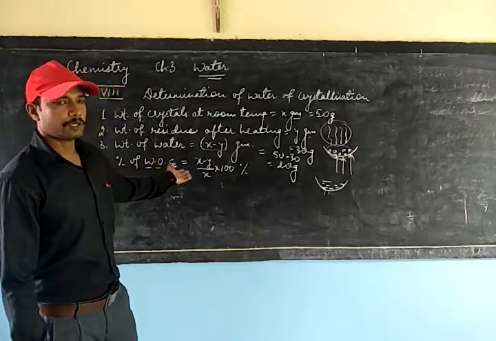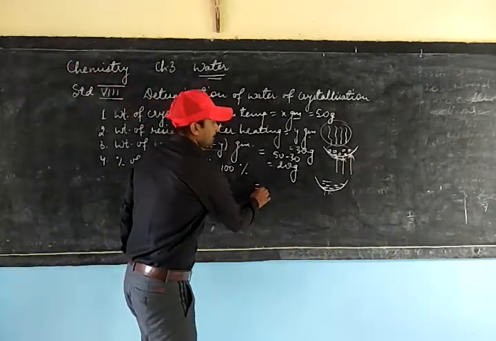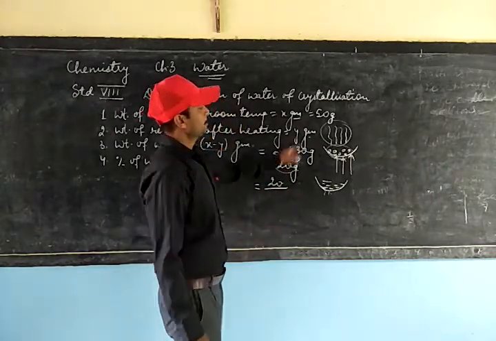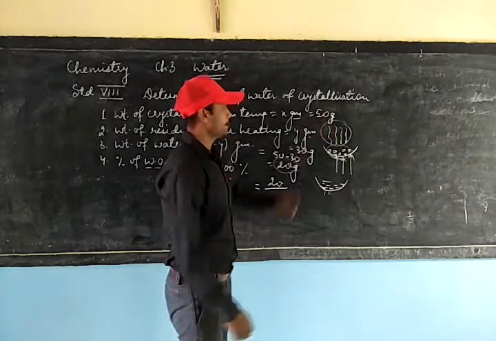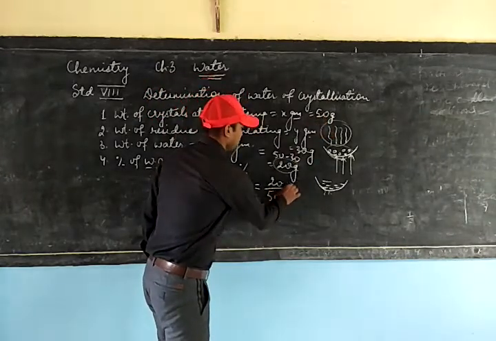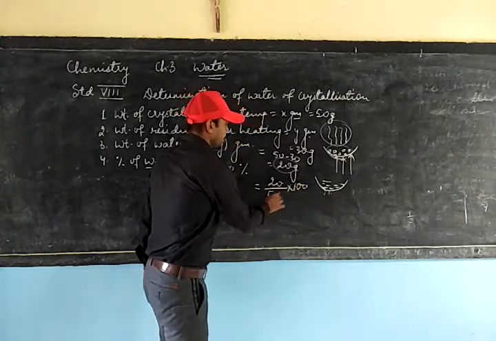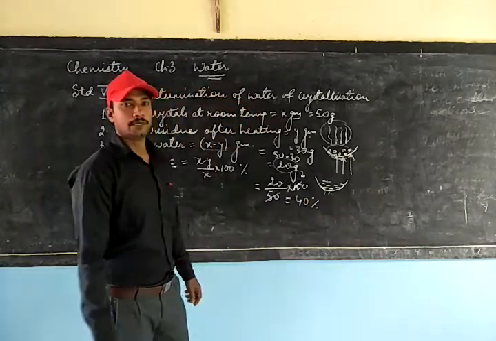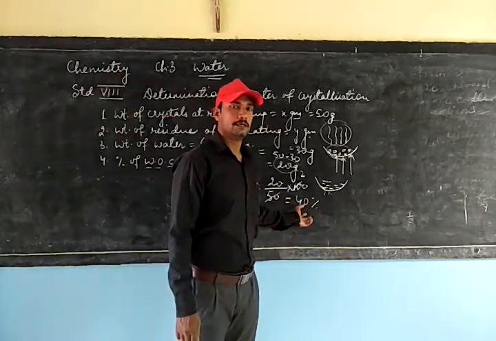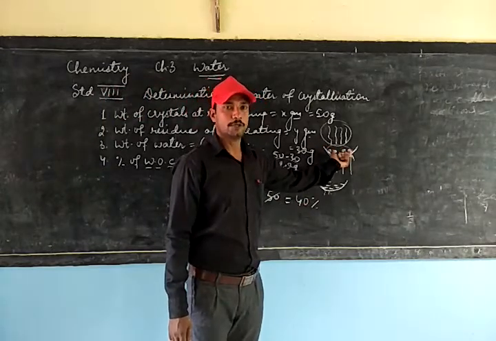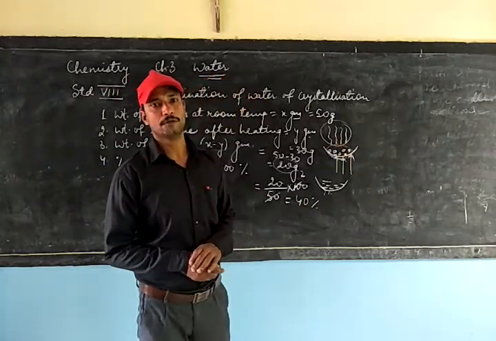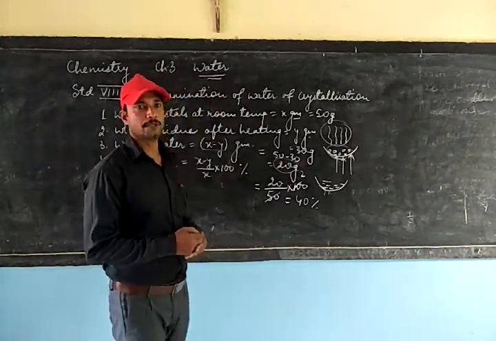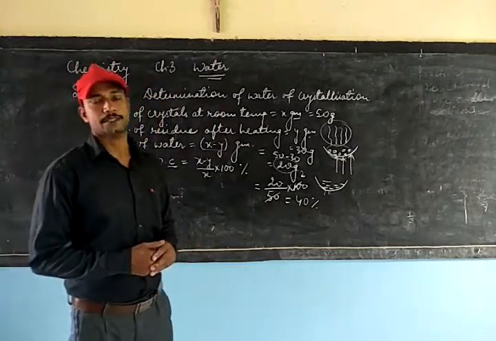Now to find the percent of water of crystallization, we take this weight of water, 20 gram, divided by the actual amount of crystal taken, which is 50 gram, and multiply by 100. We can cancel it, so we get 40%. It means to say that 40% is the water of crystallization present in the given salt or in a given compound. These are the different steps to find out the percentage of water of crystallization.